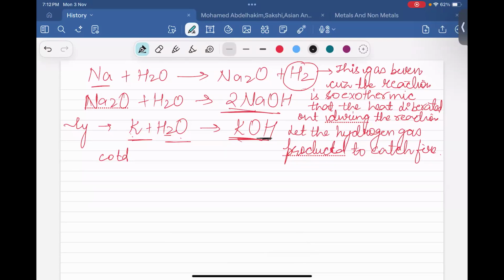We can make it like this. We are having two hydrogen and two potassium, so two will also come here. This is a balancing of the reaction. Then there are two O, but only one O. Then here four hydrogens.